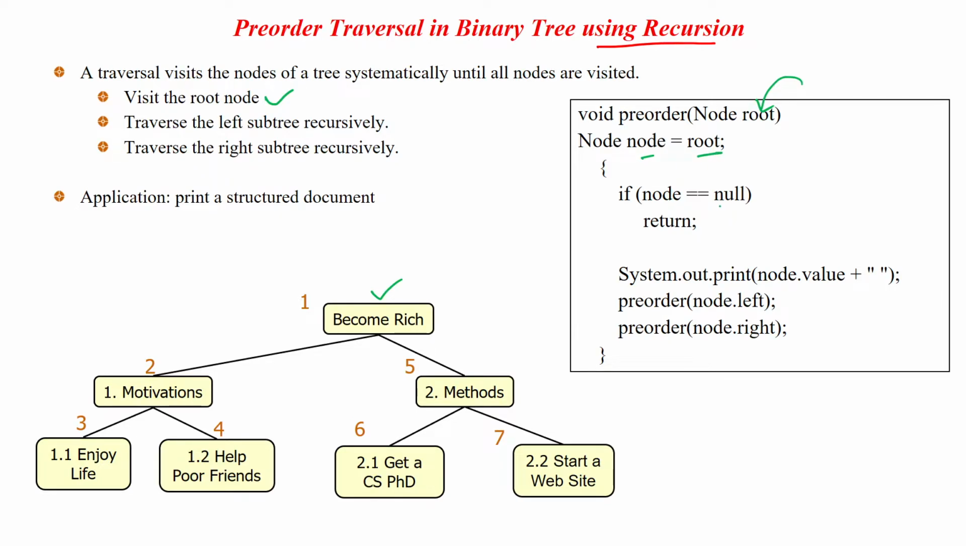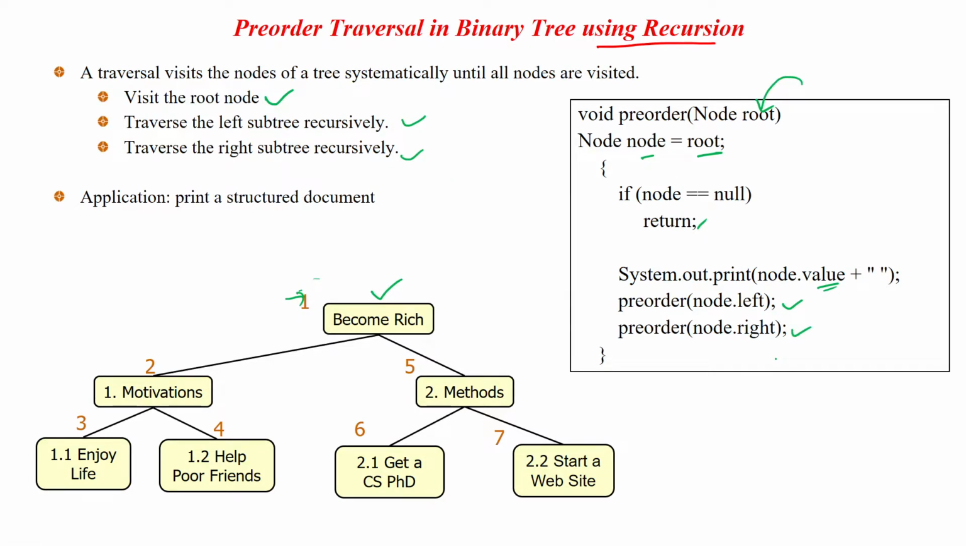Now we are checking whether node is null or not. No, here root is 1, which is not null, so the return step is not executed. Then we will visit the left subtree. So once the node value is printed, the left subtree is visited, then the right subtree is visited.